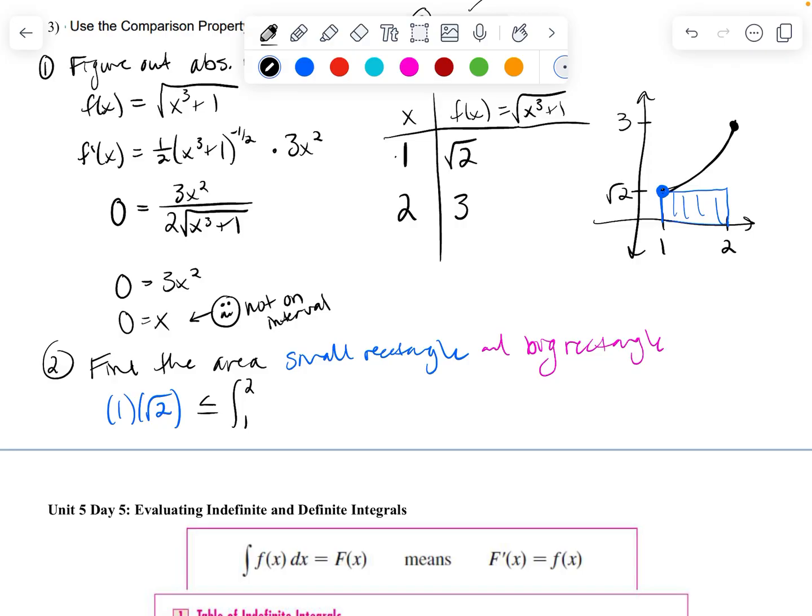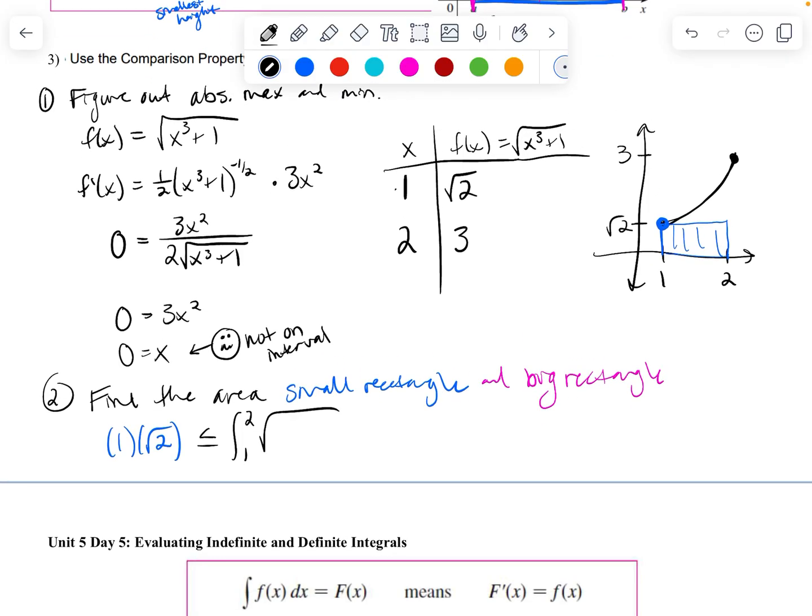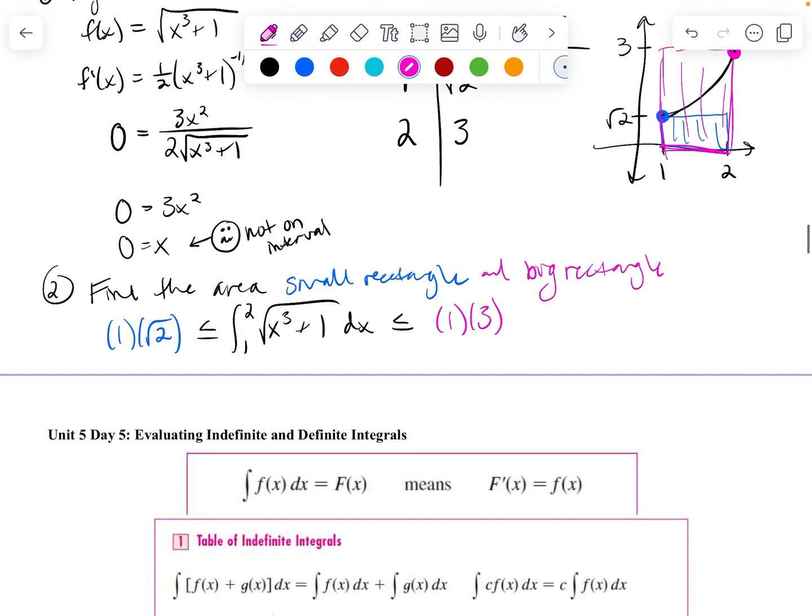Then I'm going to go less than or equal to, the integral from 1 to 2. So I'm rewriting the integral. And then my biggest rectangle I can make is using the biggest height I have. So the width is still 1, but the biggest rectangle I can make has a height of 3.